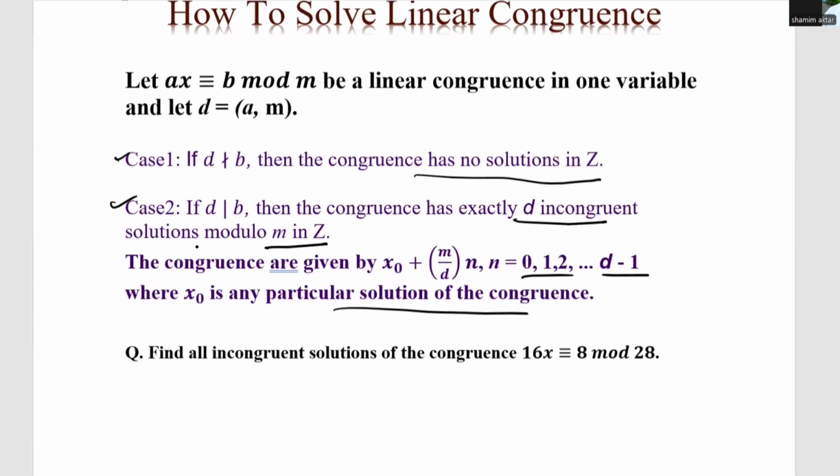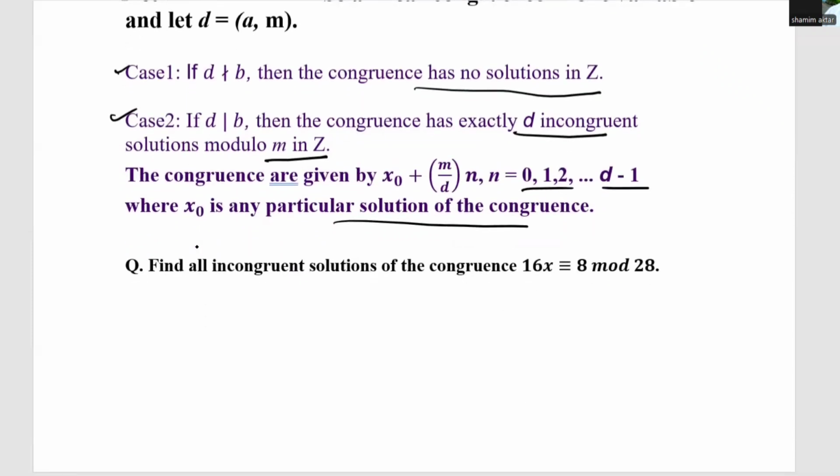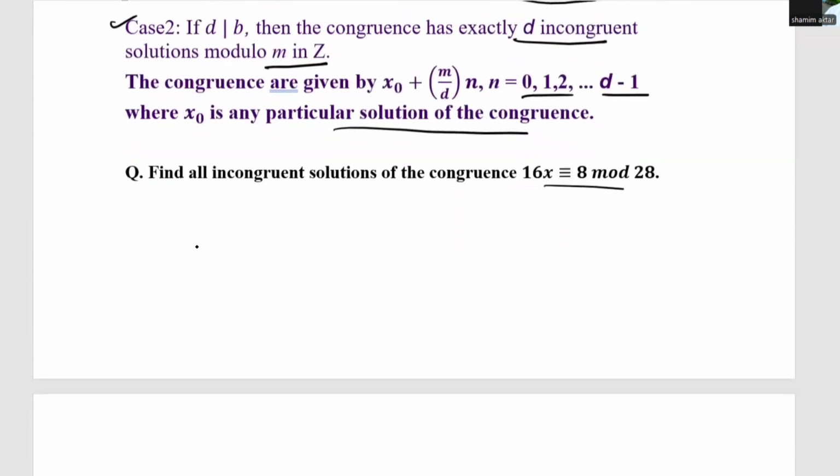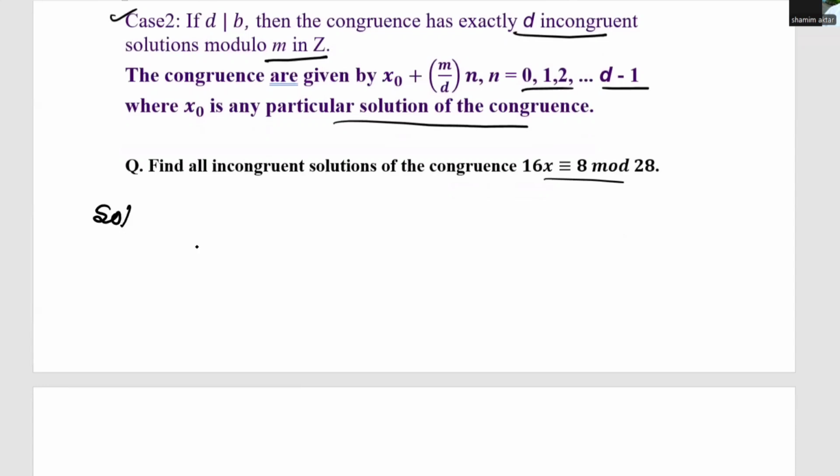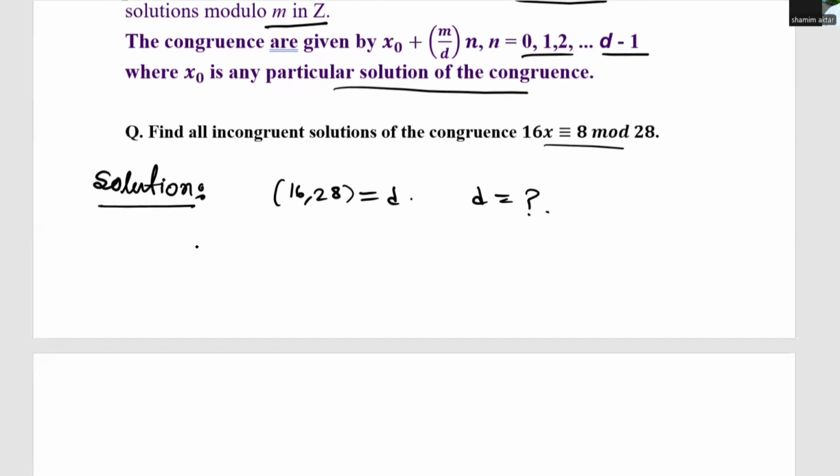Next we find all the incongruent solutions of the linear congruence 16x ≡ 8 mod 28. First of all, find the GCD of 16 and 28, that is d. We find d using the Euclidean algorithm.